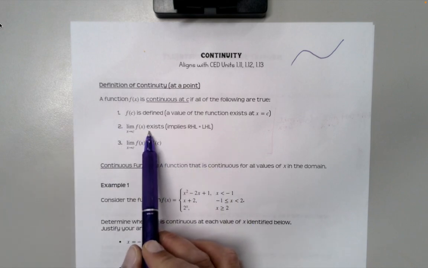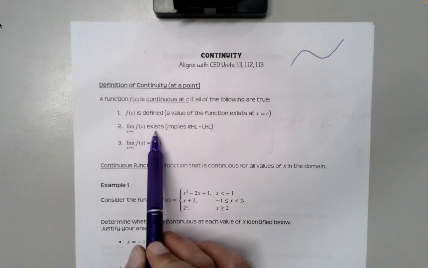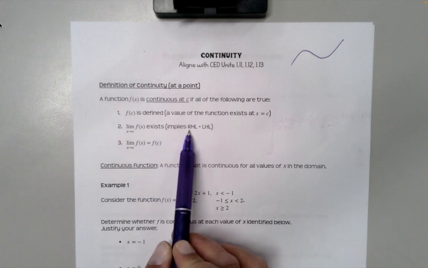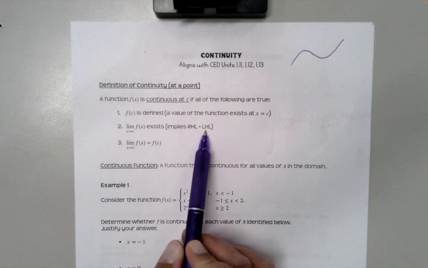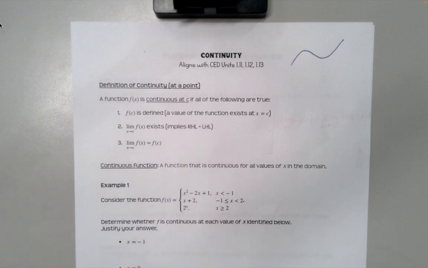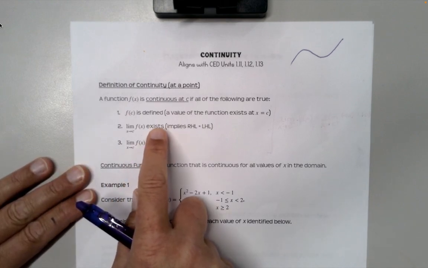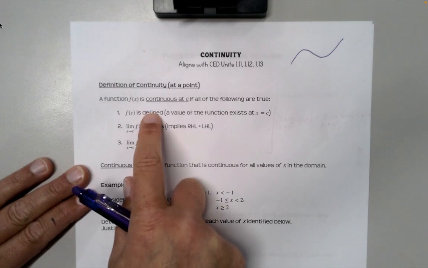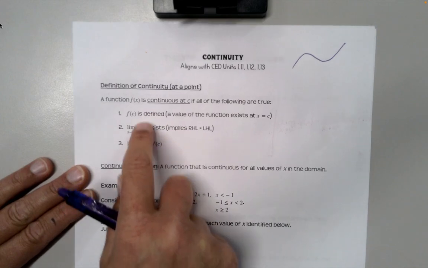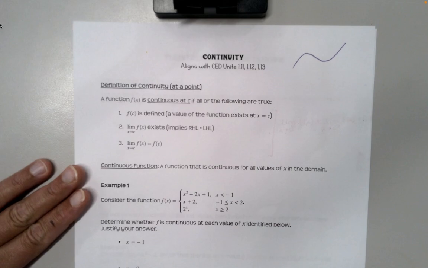You also need a limit that exists. And remember, when we say a limit exists, that means the right-handed limit is equal to the left-handed limit. So we need the right-hand and the left-hand side to be coming to the same place. And then this is the piece that ties all of that together. That limit that exists needs to be equal to the function point itself. Okay, so all three of those things have to play together here.